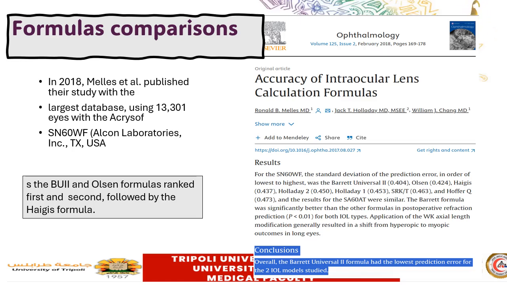Another study was done by Millis et al. in 2018, and he compared different formulas, including the Barrett Universal formula with the Olsen, Higgins, Holladay 2 formula, Holladay 1, SRK/T, and Hoffer Q formula, all of them over a sample of 13,000 eyes. He concluded that the Barrett Universal 2 and Olsen formulae ranked first and second, followed by the Higgins formula.